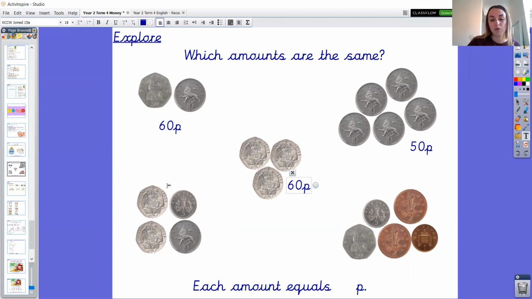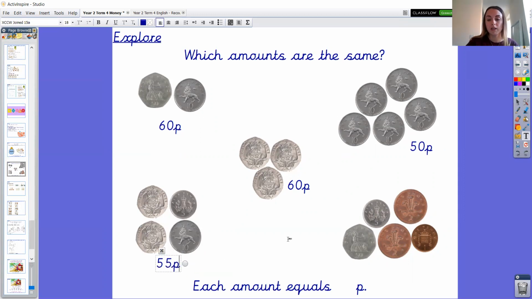Let's have a look here in the bottom left corner. We have a 20p and 20p. So we know double 2 is 4, so double 20 is 40. Add 10 more is 50. And 5 more is 55. So we have 55p here.